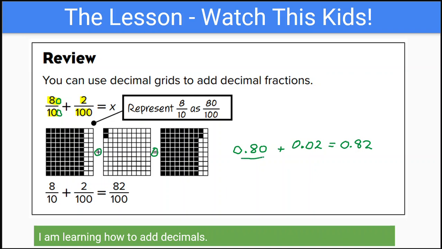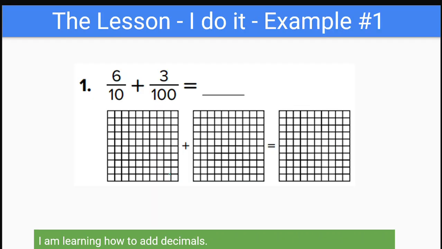So 80/100 plus 2/100 equals 82/100, okay? But they wanted you to do it as a fraction today. So here it is, 8/10 plus 2/100 equals 82/100. Kids, you're learning how to add decimals, but today they're looking at fractions, right? Okay, here it is again, and this one says 6/10 plus 3/100.